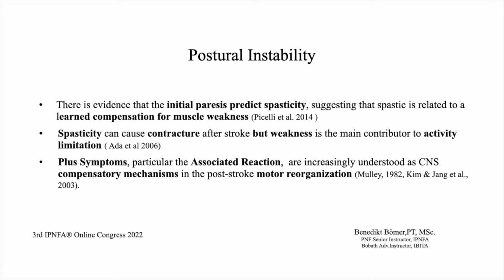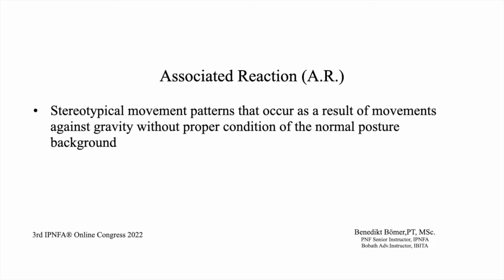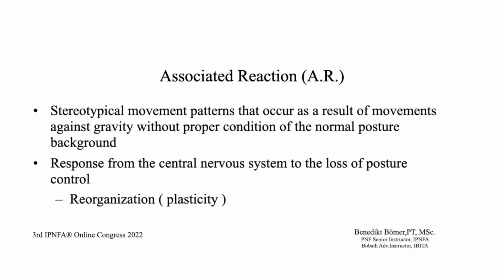For example, plus symptoms, particularly the associated reaction, are increasingly understood as a central nervous system compensatory mechanism in the post-stroke motor reorganization. Associated reactions are stereotypical movement patterns that occur as a result of movements against gravity without the proper condition of a normal posture background. And we understand this nowadays as a response from the central nervous system to the loss of posture control in the meaning of reorganization.